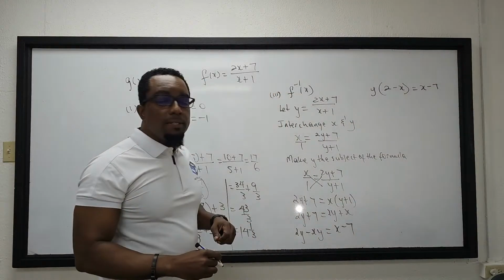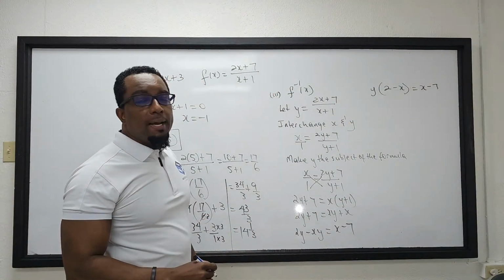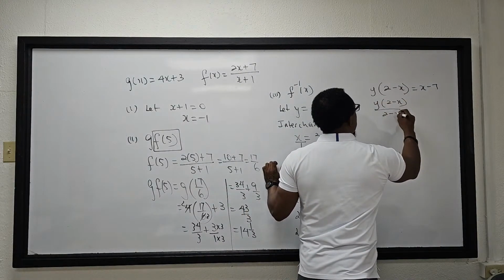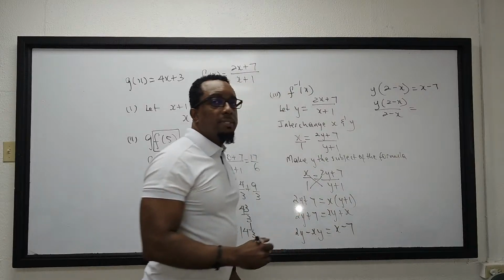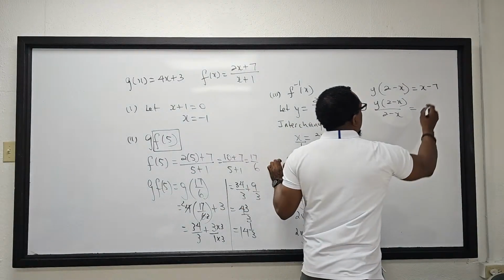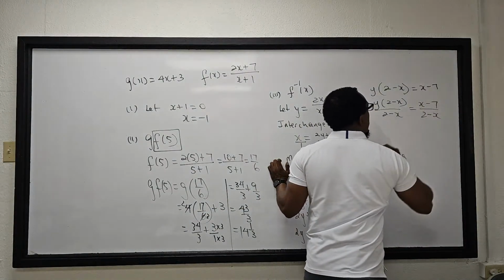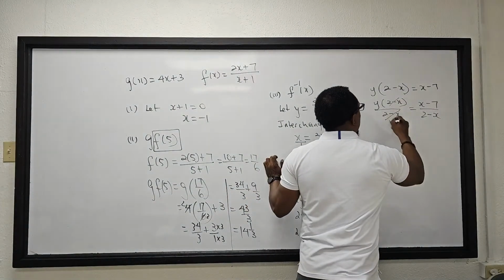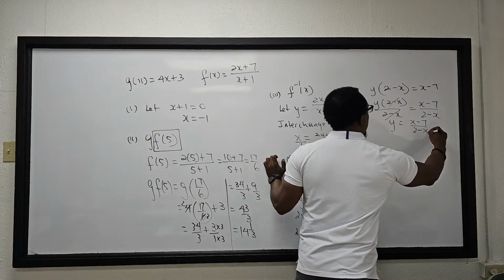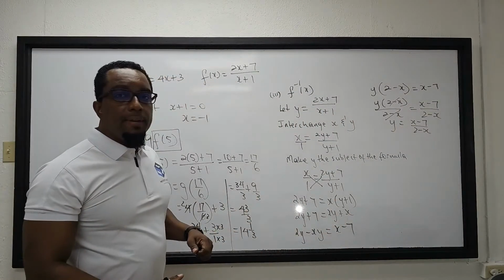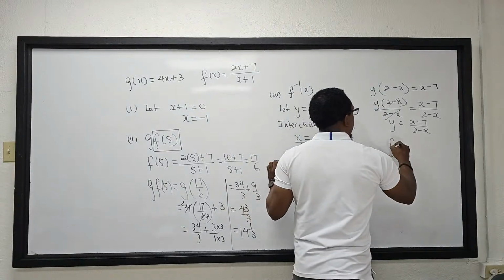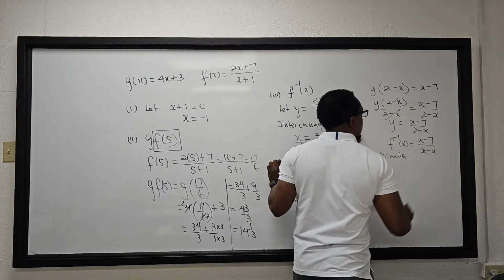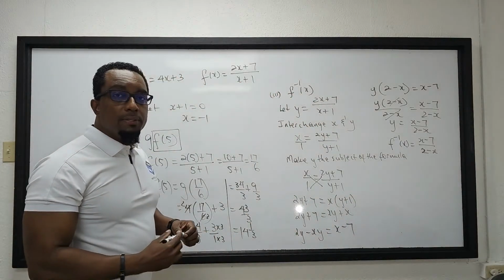And therefore, to make y the subject, I'm going to divide both sides by 2 minus x. So this will be y times 2 minus x, I divide by 2 minus x. And when I go to one side, I go to the other, and divide x minus 7 by 2 minus x. So my 2 minus x divided each other to give me 1. Y stands alone. And therefore, I'm going to get f inverse of x is equal to x minus 7 over 2 minus x. And that is the inverse of the function.